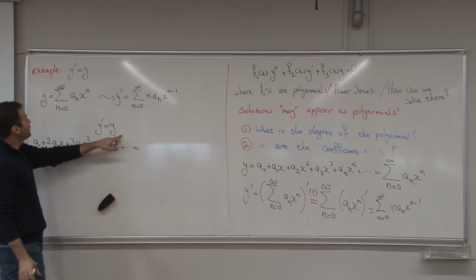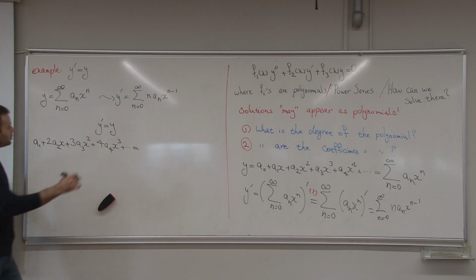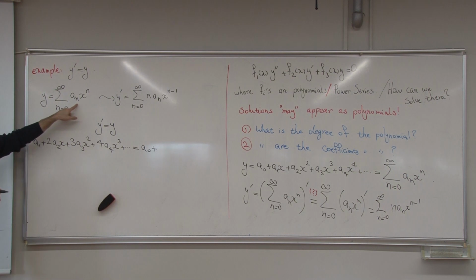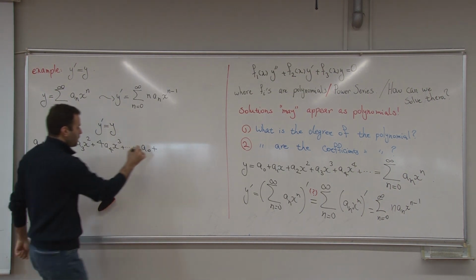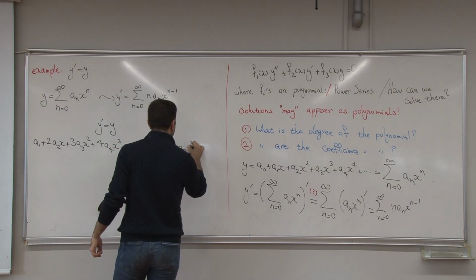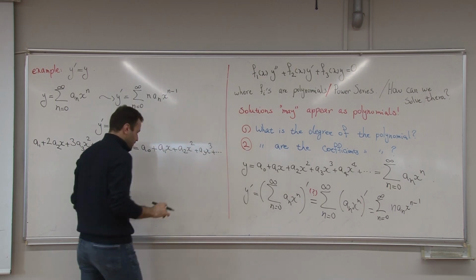Now, instead of y, let's open y as well. If I give 0, what do I have? a0. If instead of n we give 1, a1x, a2x squared, a3x cubed plus the rest. Okay?